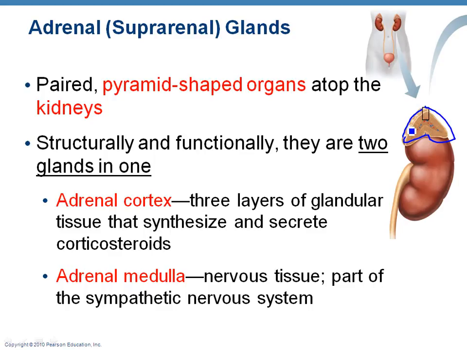So pretty much this is two glands in one. So we're going to split this up. First I'm going to talk about the adrenal cortex, and then in the next video I'm going to talk about the adrenal medulla. The first one that we're going to talk about is really glandular tissue, and this glandular tissue is going to secrete corticosteroids. You can see them here on the slide, and there's three different types.